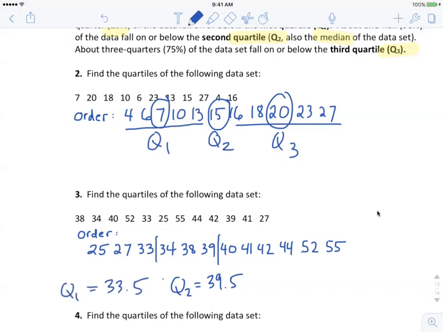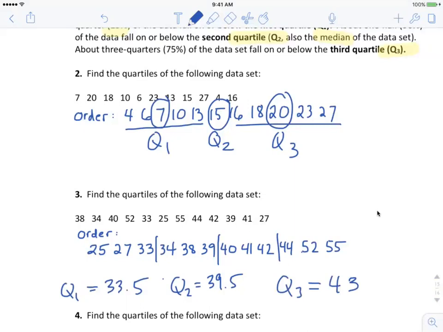Similar for the top, that would be Q3, 43. Averaging 42 and 44 would be 43. Here's a real good example of what these quartiles are doing: you're dividing the data set into 4 equal parts.